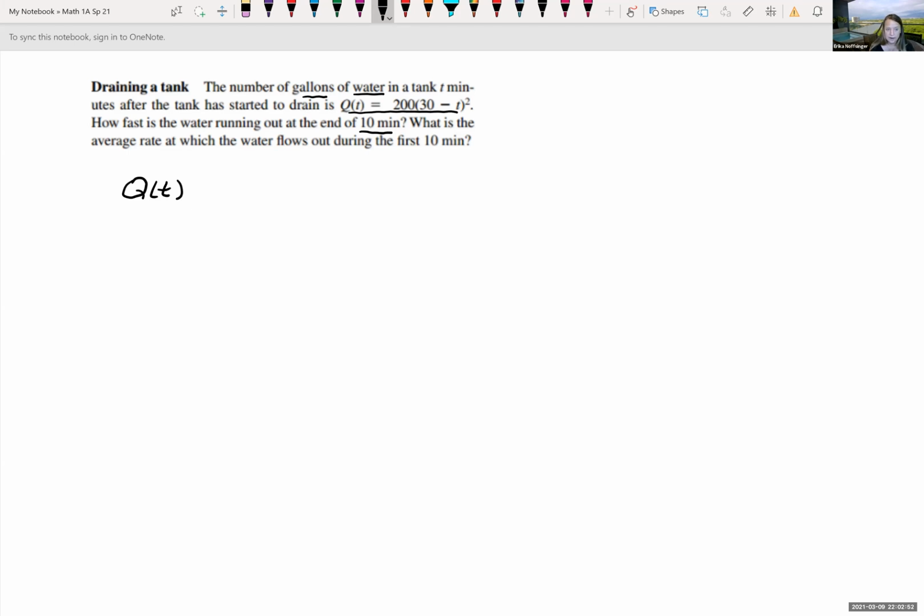So when we're trying to find the rate, how fast something is going, we're looking at the derivative. And so we want to look at the derivative of this function Q of T. The thing is that Q of T is 200 times this 30 minus T quantity squared. We haven't learned how to use the chain rule yet. So we either need to write this as a product, 30 minus T all times 30 minus T, and use our product rule of derivatives, or we can distribute things out, and that might be faster. It doesn't matter, we'll get the same result.